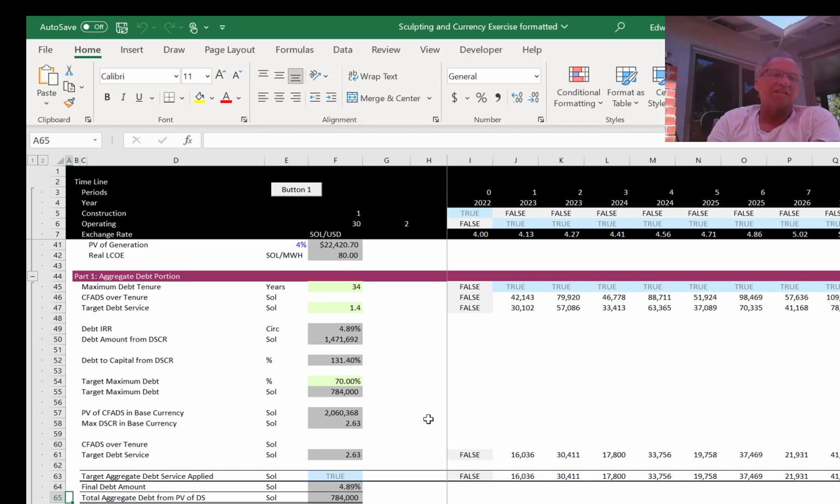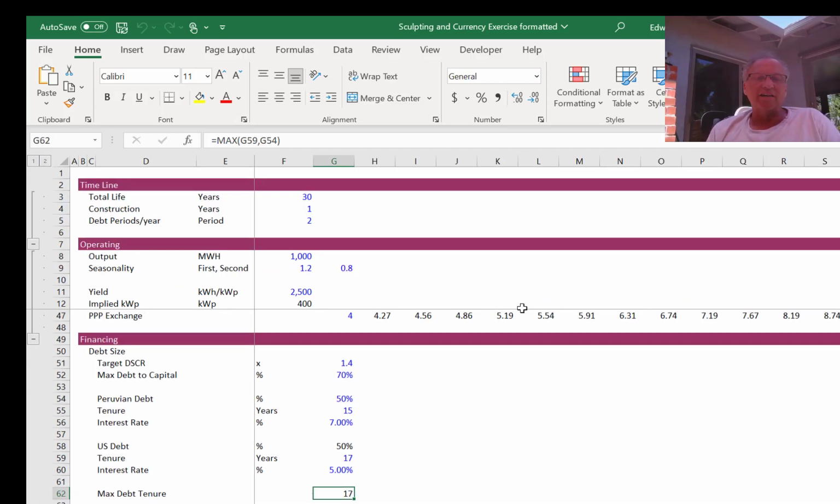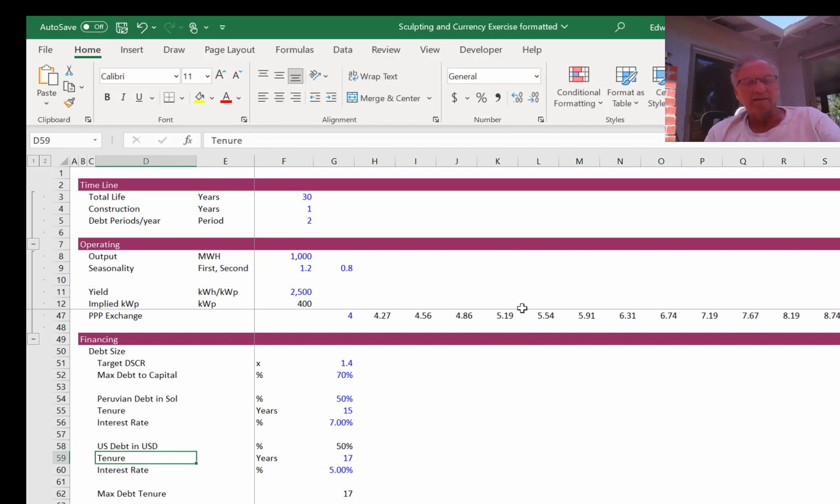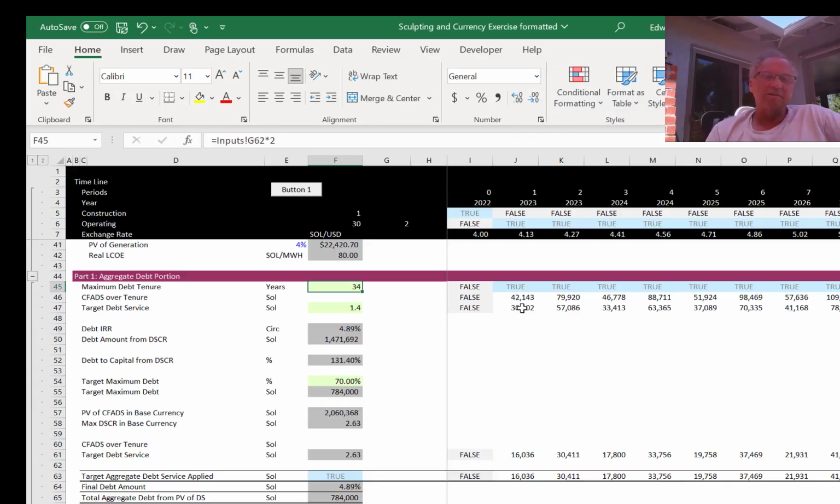What I would suggest you do is start with everything. You start with the total CFADS, and you start with the very longest tenor you can find. Control square bracket I'm using, and we have a tenor on the US debt of 17 and a tenor on the Soles debt of 15. So this is the Peruvian debt in Soles and the US debt in USD. Okay? So that's that one.